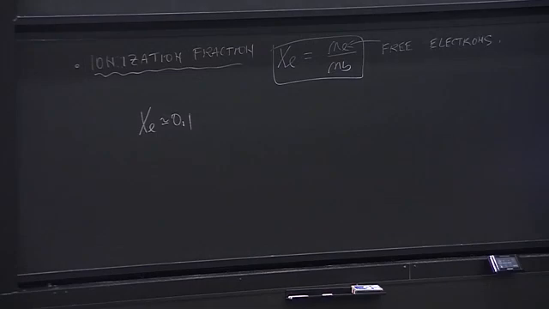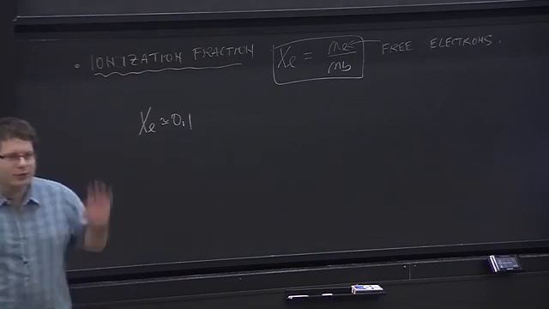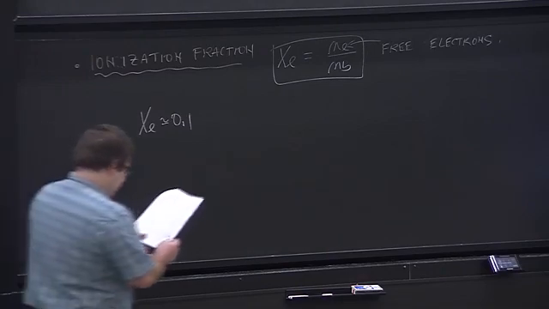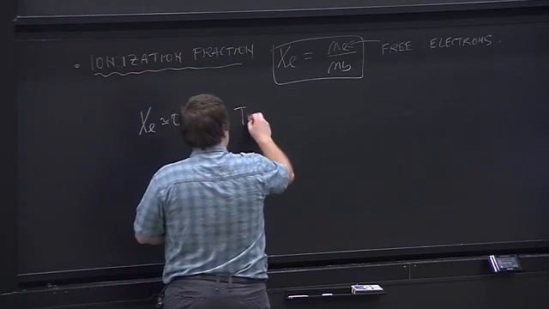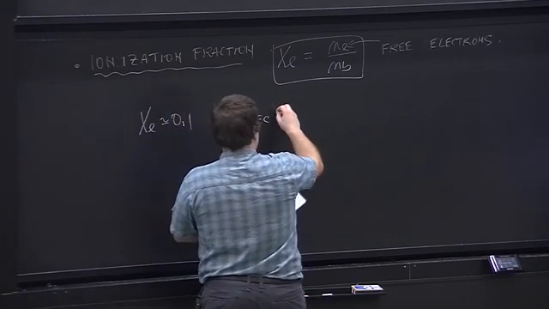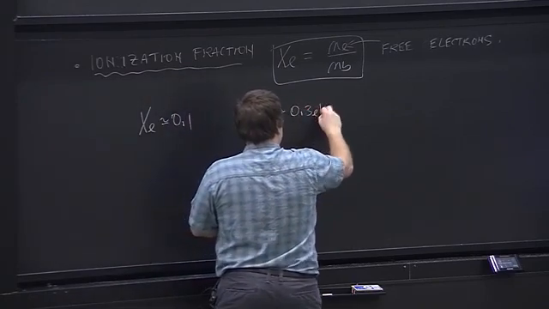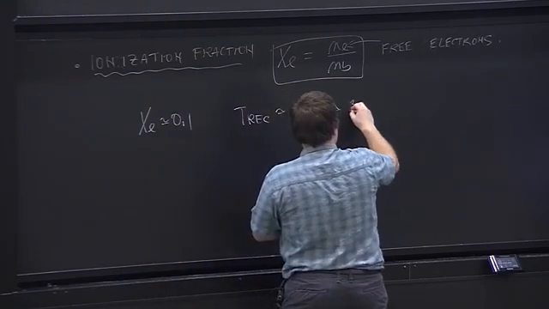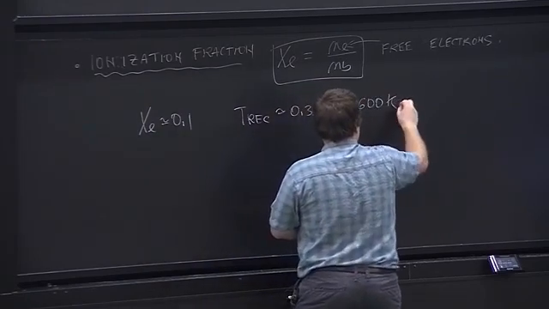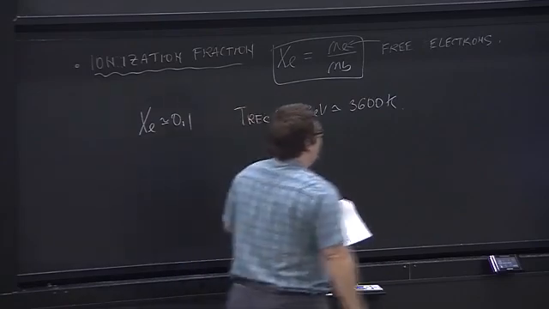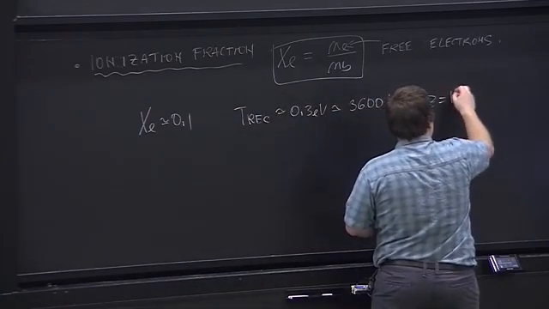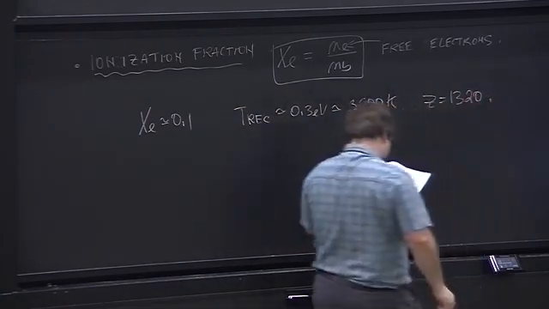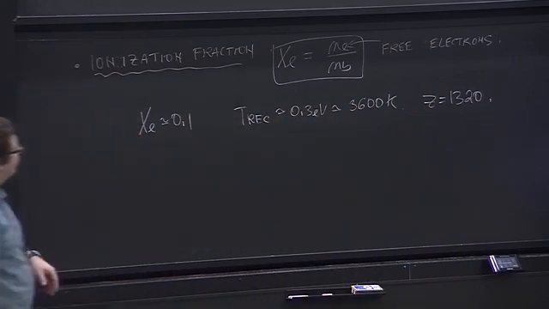So if you have 10 times more baryons than you have free electrons, then you say the recombination already occurred. Okay, so this happens for T recombination of 0.3 eV, which is something like 3,600 Kelvin, and happened at the redshift which is 1,300. So this is the result of your homework, if you want.